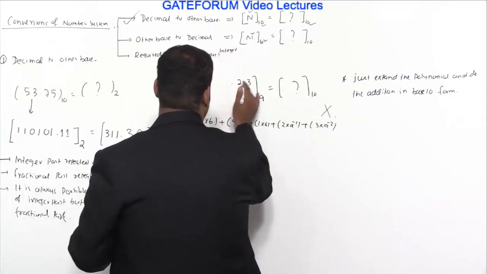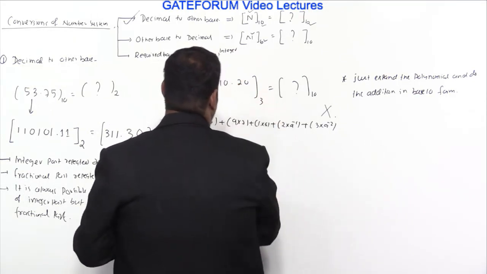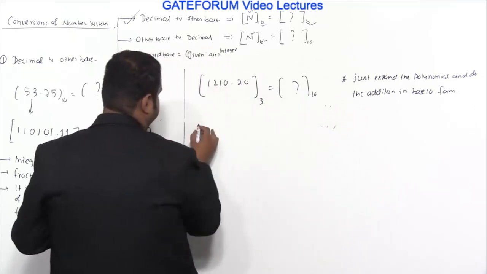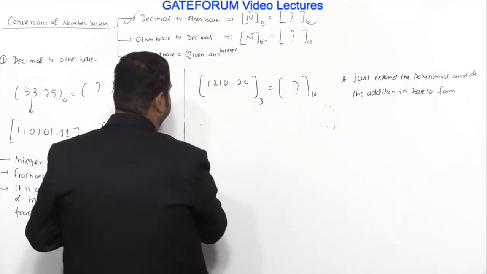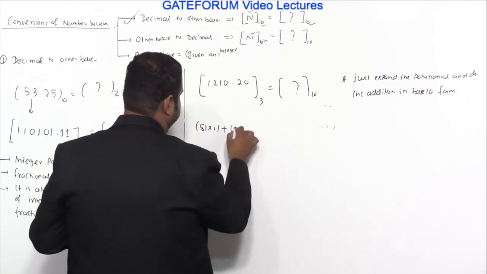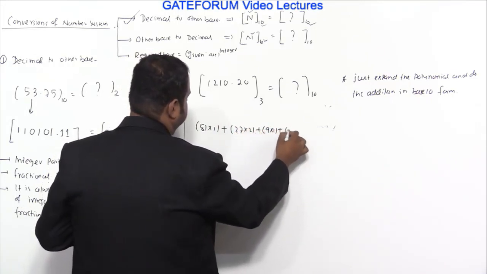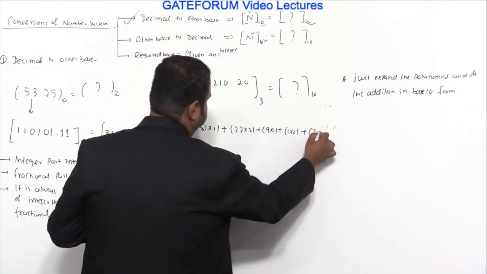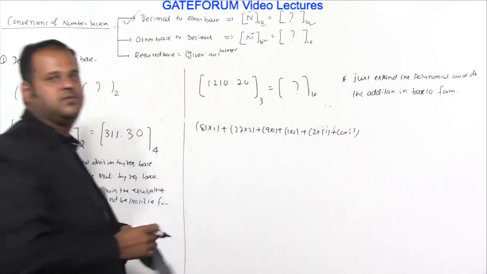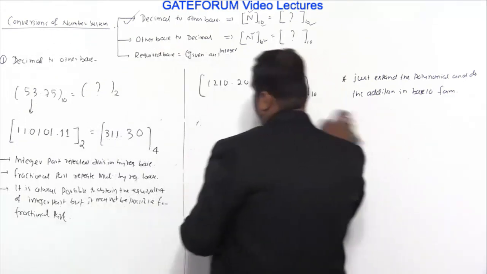Now if somebody says this is 2 0 1 2 1 0 and base is 3, what is the equivalent? Then what to do? Again the same story. 3 power 0, 3 power 1, 3 power 2, 3 power 3. 3 power 3 is how much? 81. 81 into 1 plus 3 power 3 is 27, 27 into 2 plus 3 square is 9 into 1 plus 3 power 0 is 1 into 0 plus 2 into 3 power minus 1 plus 0 into 3 power minus 2. You have to add this and that will be your corresponding answer. Okay, so this is clear, right?